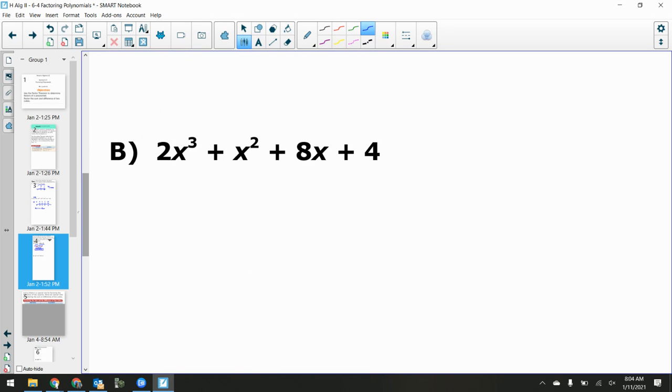Okay, let's take a look at this one. I see 4 terms, right? Okay, is there any big GCF to take out? Is there any big GCF with the entire term? No. So now I got to go to 4 terms. Got to factor by grouping.